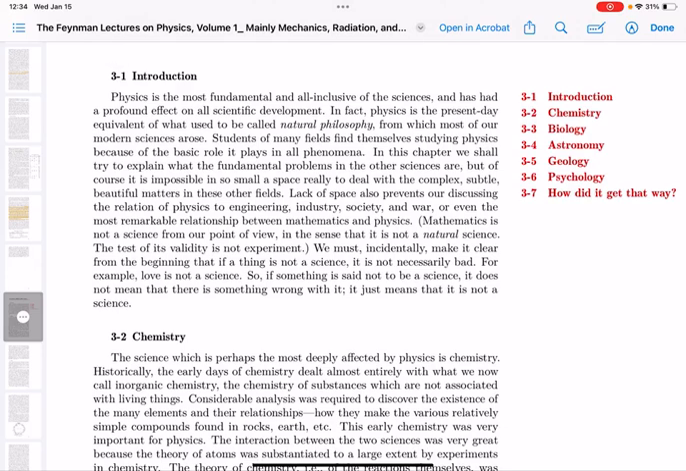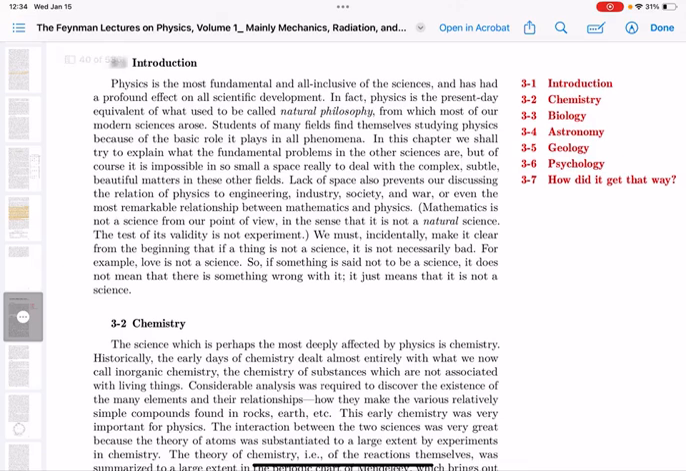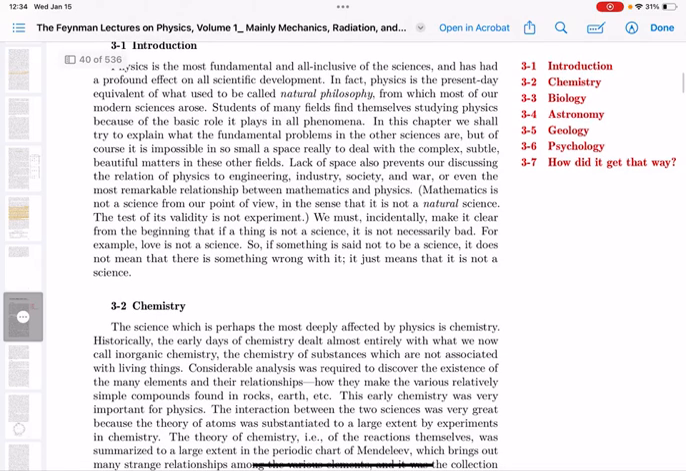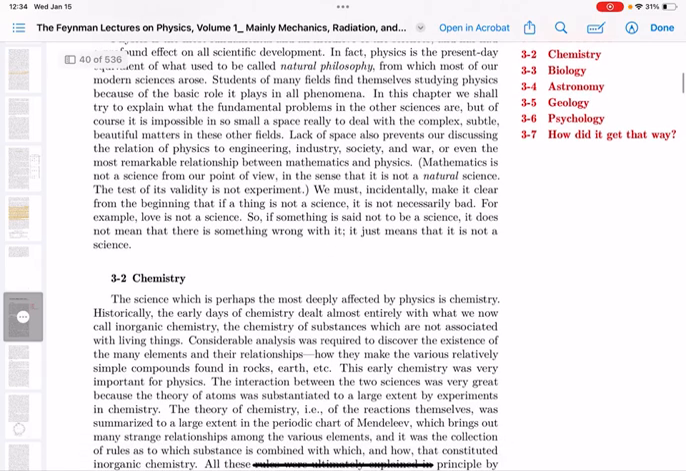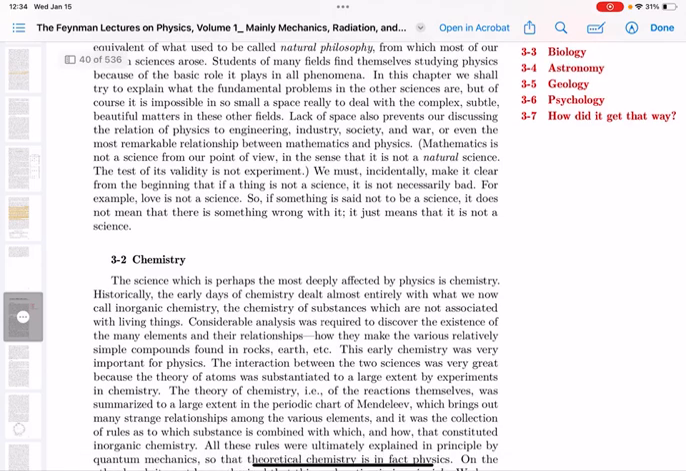But of course, it is impossible in so small a space really to deal with the complex, subtle, beautiful matters in these other fields. Lack of space also prevents our discussing the relation of physics to engineering, industry, society, and war, or even the most remarkable relationship between mathematics and physics. Mathematics is not a science from our point of view in the sense that it is not a natural science. The test of its validity is not experiment.